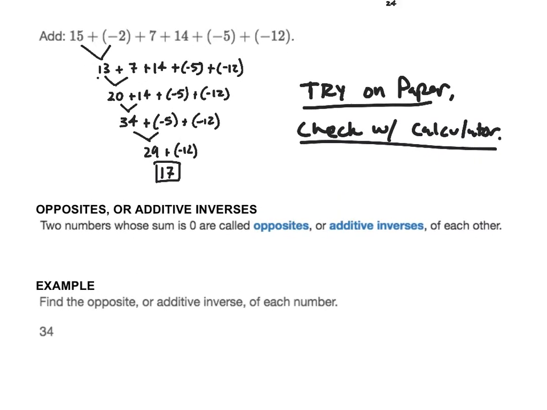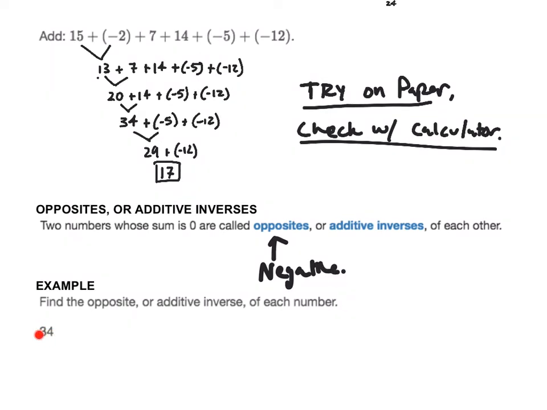So now the other thing I want to talk about is opposites, or additive inverses. Two numbers whose sum is 0 are called opposites or additive inverses of each other. So opposites really is another word for negative. We'll talk about that here in a second. But think about it for a second.